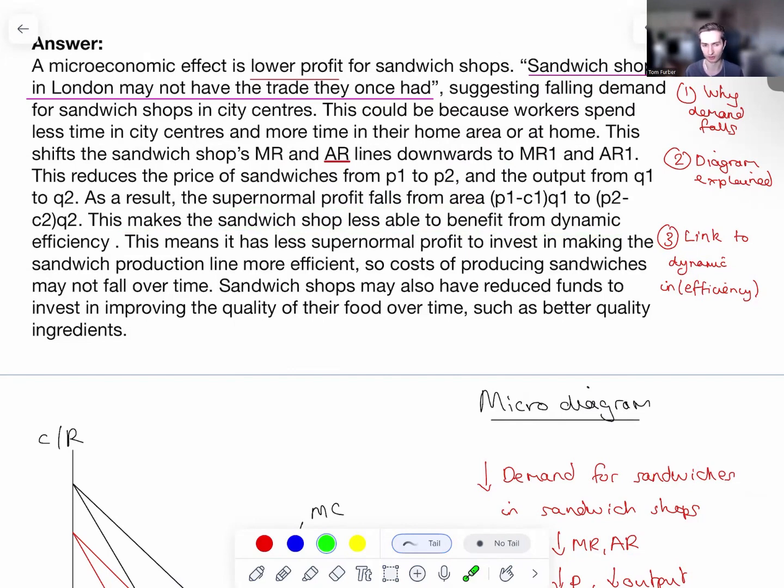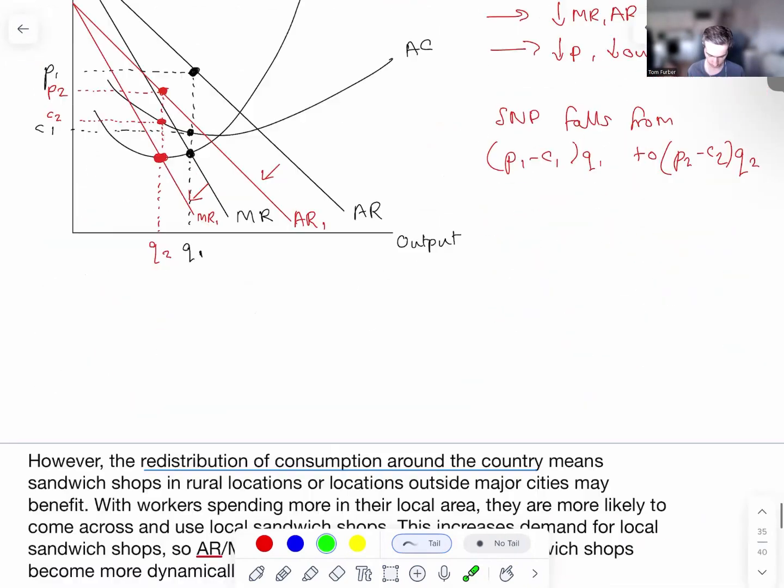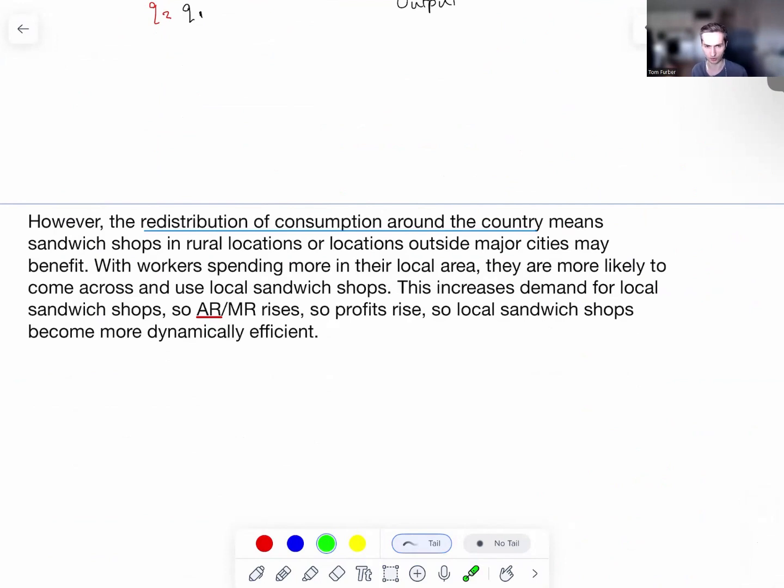Sandwich shops may not have the funds to invest in improving the quality of their food over time, such as better quality ingredients as well. To evaluate this, the redistribution of consumption around the country means sandwich shops in rural locations or locations outside major cities may benefit because workers are spending more time in the local area and they're more likely to come across and use these local sandwich shops. So they'd see increased demand, higher ARMR, higher profits, and more dynamic efficiency.